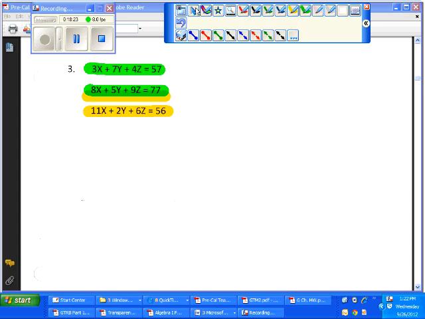Out of the top 2, we're going to separate these 2 things. I'm just going to bring it here so you can't miss it. We're going to have 3x plus 7y plus 4z equal 57.